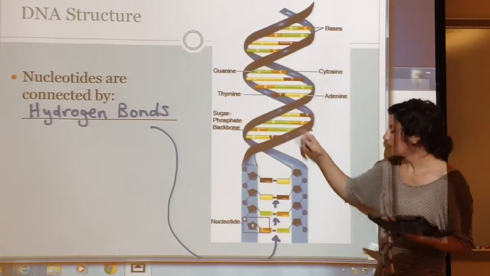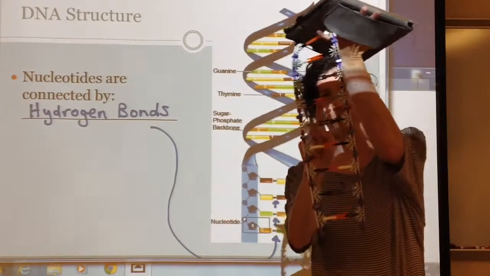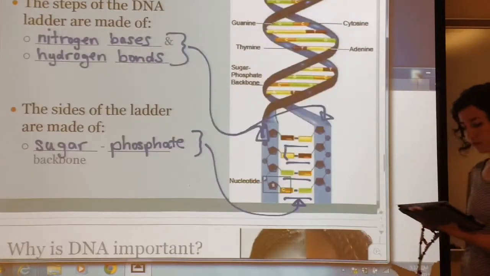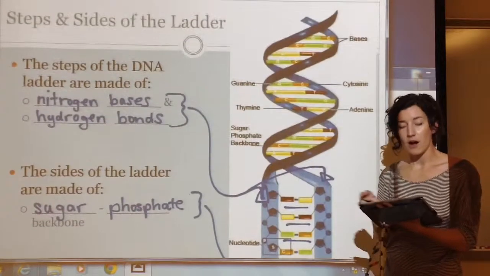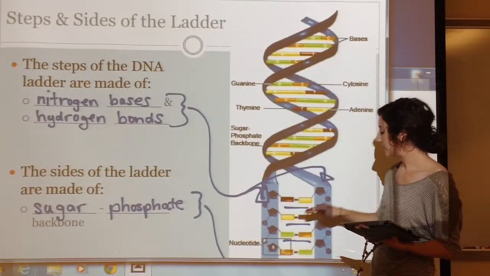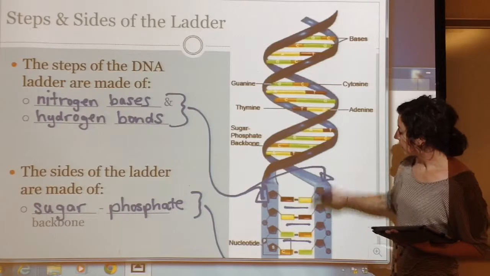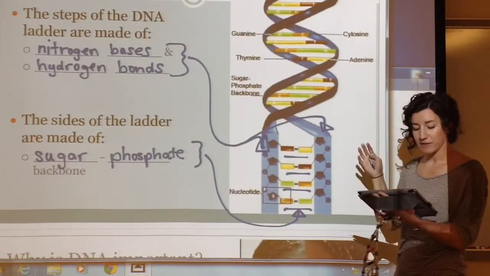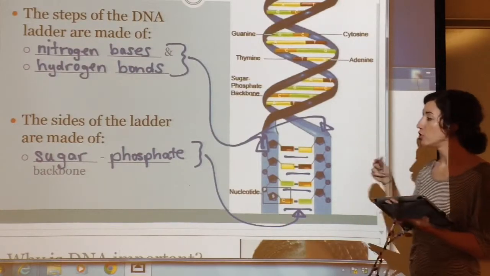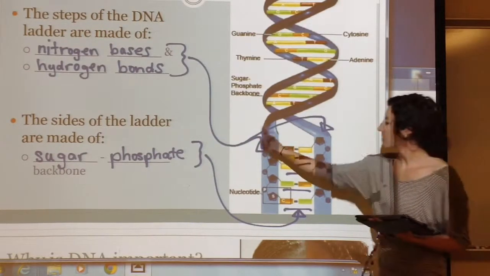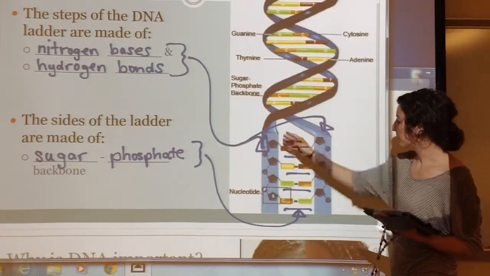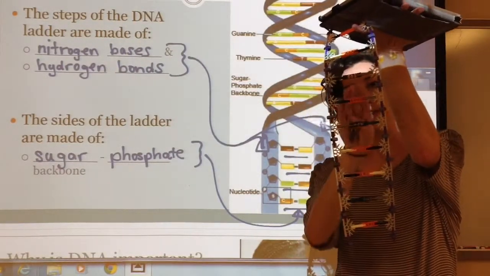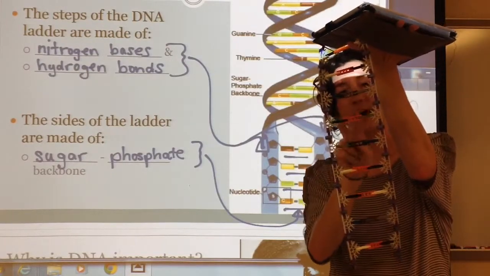So right there, in here, it was your little guys down the center. The steps of the ladder are made up of nitrogen bases and hydrogen bonds. So bam, bam, bam, bam, bam, bam. The sides of the ladder are made up of repeating sugars and phosphate. So this backbone. On here, we had sugar, phosphate, and the steps were nitrogen bases and hydrogen bonds.